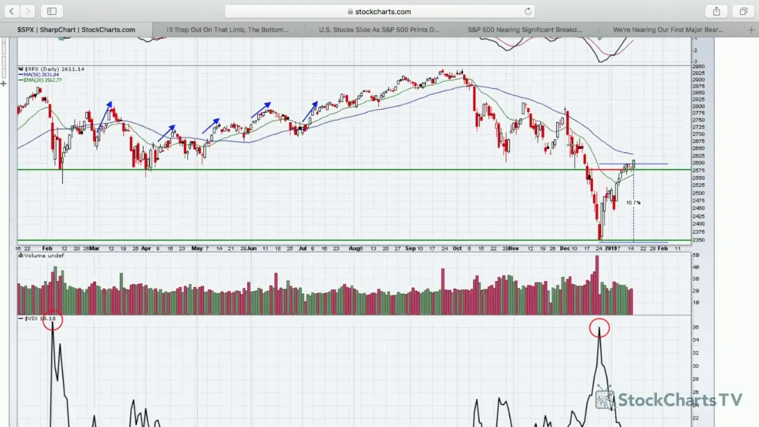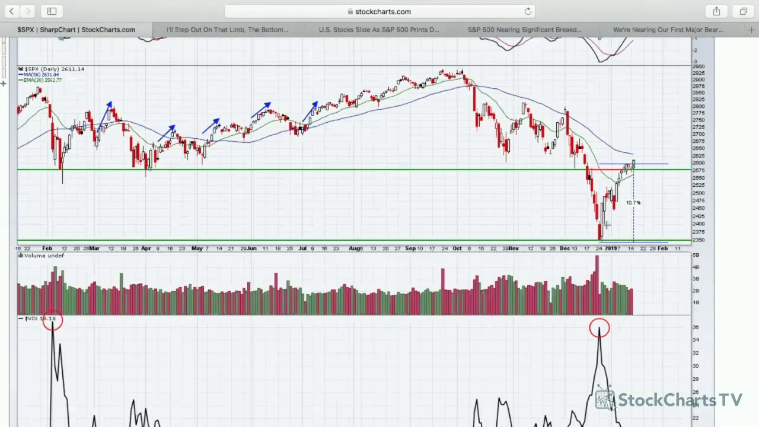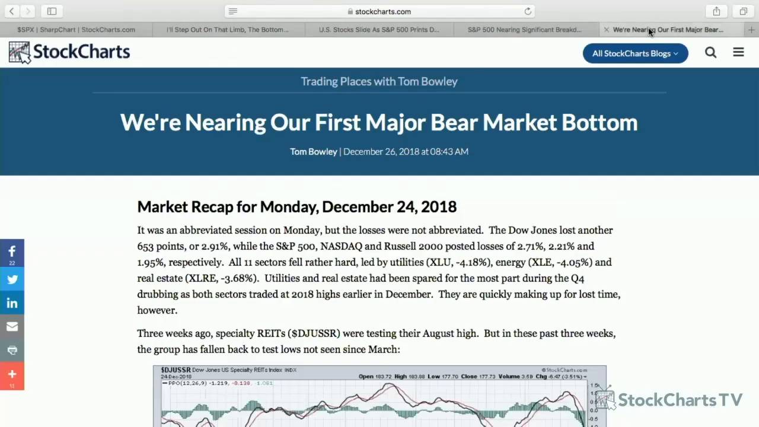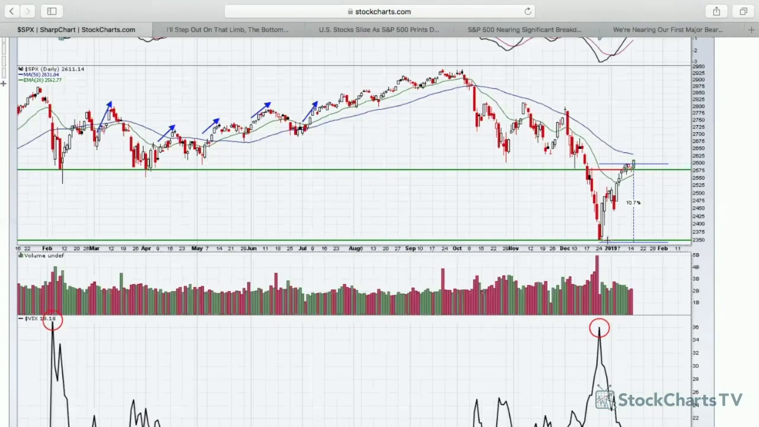Now, the next key was coming down here on December 17th and making this breakdown. This was actually on the 17th that morning, and I posted S&P 500 nearing significant breakdown, bull market running out of steam. And of course, it did end up breaking down. And then right on the 26th, when we hit this bottom, this one I actually did hit as far as the timing goes. I said we're nearing our first major bear market bottom, and that was on the 26th in the morning. And of course, that's where we bottomed on the 26th.